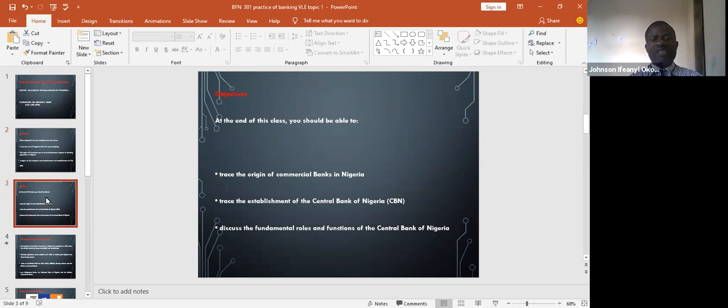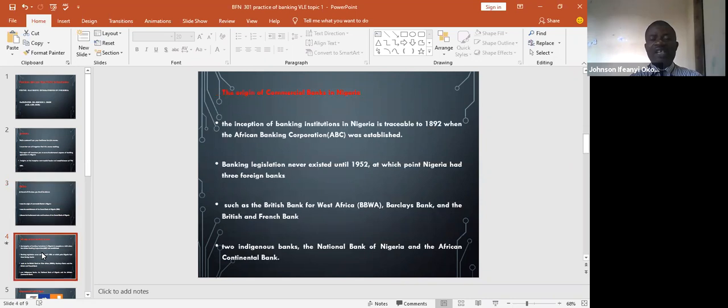So let's look at the major objectives we have outlined for today. At the end of this class, you should be able to, one, trace the origin of commercial banks in Nigeria. Two, trace the establishment of the Central Bank of Nigeria. And three, discuss the fundamental roles and functions of the Central Bank of Nigeria. These cardinal objectives will be achieved at the end of today.